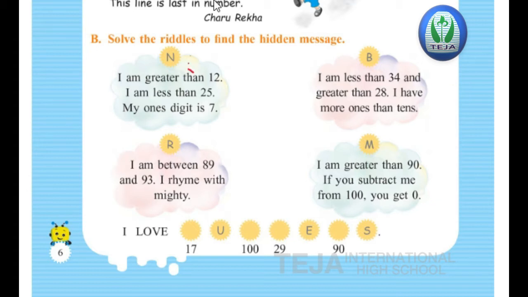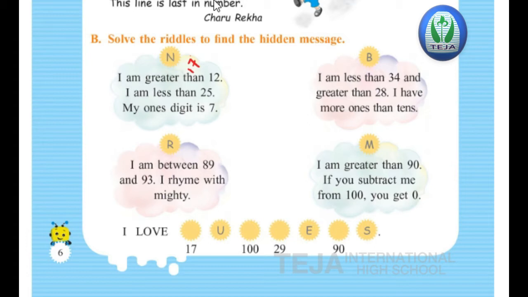So we'll write 17 here. Next one here. I am less than 34 and greater than 28. I have more ones than tens. Okay, here this number is telling that I am less than 34 but greater than 28. And I have more ones than tens. So what is that number? Here the options are there. Here 17, 100, 29, 90 are there. You should choose the answer out from these 4 numbers.